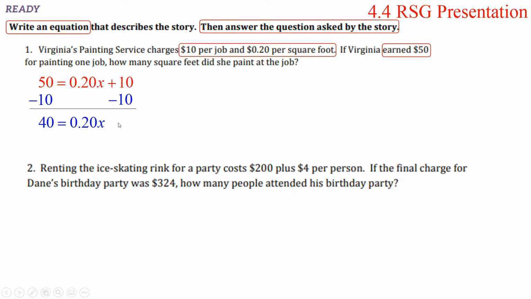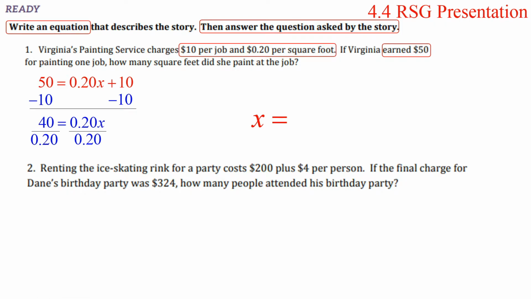So now we have only one more step. We have to undo multiplication by 0.20. So what undoes multiplication? Division. So let's divide both sides by 0.20. So x equals, now on the right, do you see that those 0.20s would just cancel out, leaving the x, and x equals, and over here, let's just go 40 divided by 0.2.